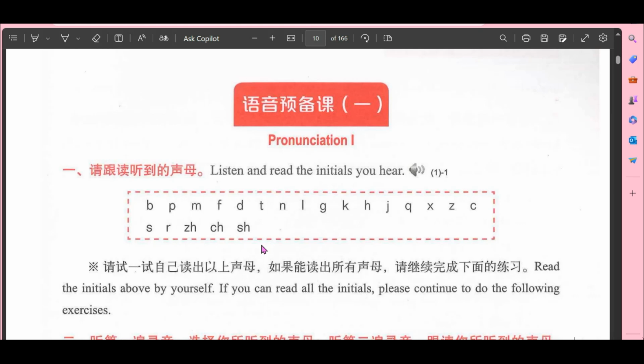Okay, that was a little bit fast, but we are going to get used to that speed later on as we learn more, because Chinese is actually a language that's spoken quite fast. Okay, so I'm going to play the audio again one last time and let's see if you can follow.